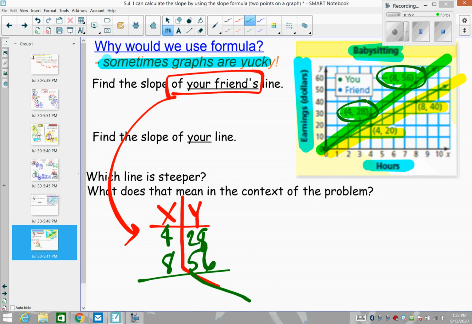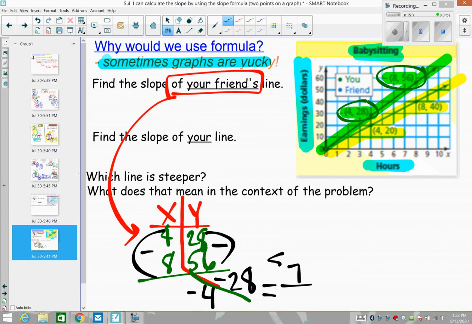So if we subtract the y's, we end up with negative 28. Don't worry about the negative. And if we subtract the x's, we end up with negative 4. So negative 28 over negative 4. So your friend makes $7 per hour babysitting. And we've already said that the friend's line is steeper, which means that if your friend makes $7 per hour, then you make less than $7 per hour.